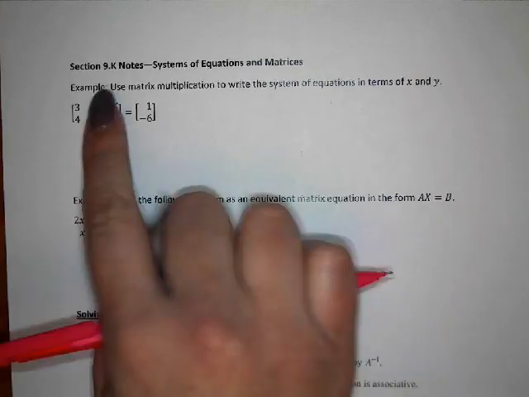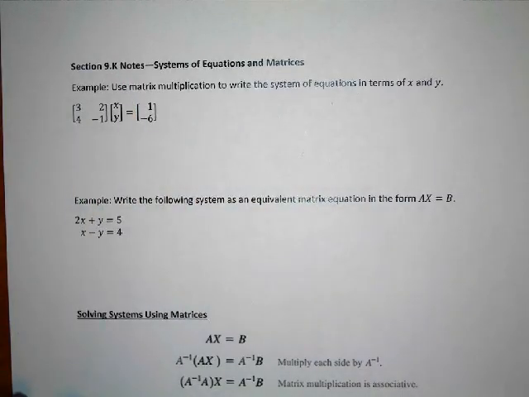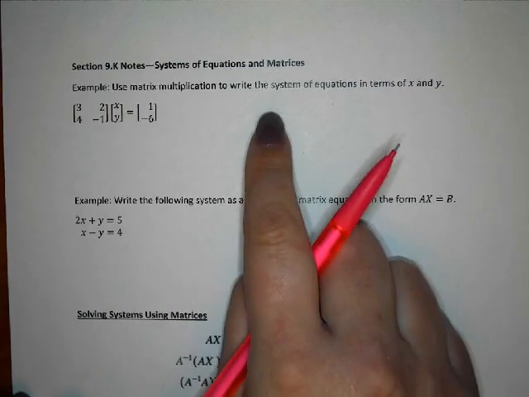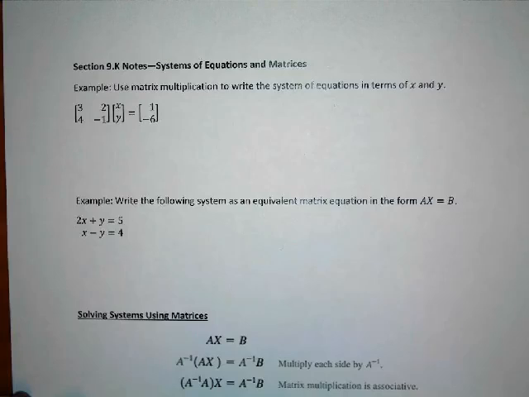This video is on what I'm calling section 9.k notes. This is where I'm starting to bring it back to the beginning of the chapter in the book, where we start to learn about matrices and systems of equations. But I'm not doing section 9.1 quite yet, especially not the way that it's written. What I did is I took information from a few different sections and compiled it into these notes.